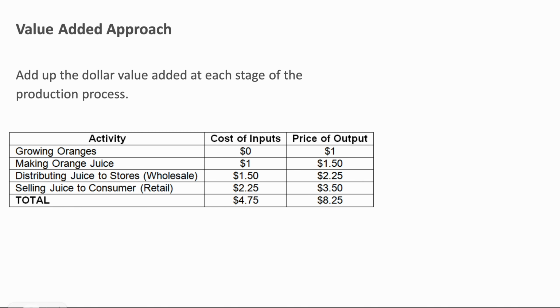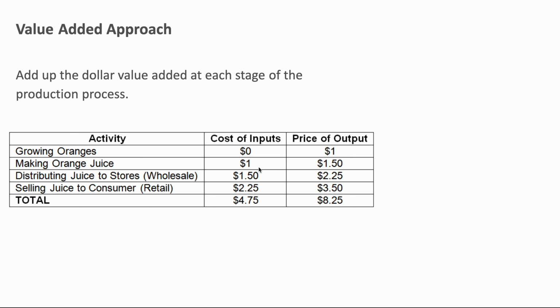Then finally, we have the value-added approach. The value-added approach is the most rare approach, but you add up the dollar value added at each stage of the production process. So here we have oranges. If we're growing oranges, that costs $1. If we're making them into orange juice, that costs another 50 cents.